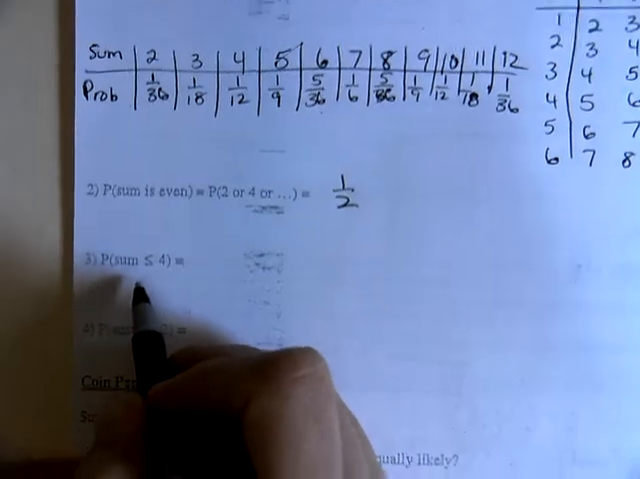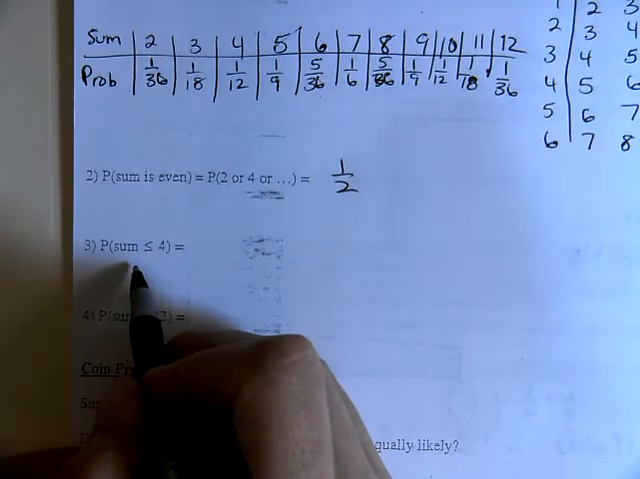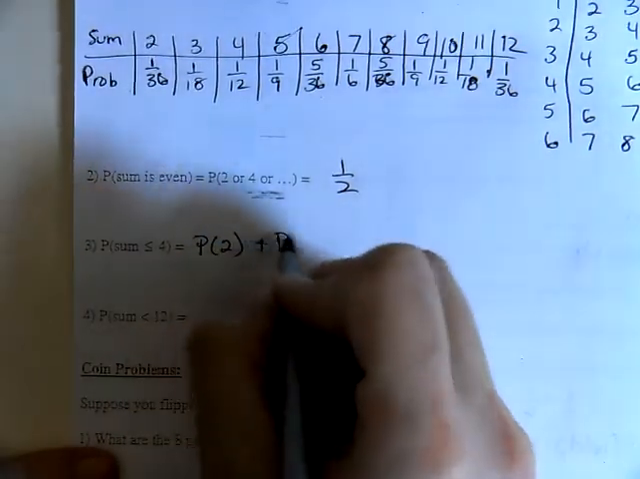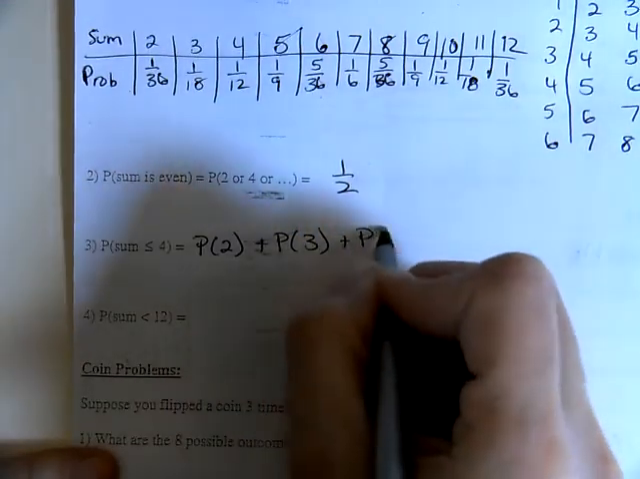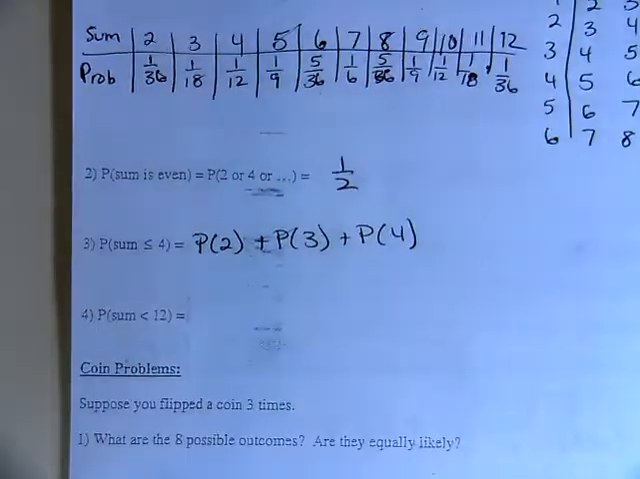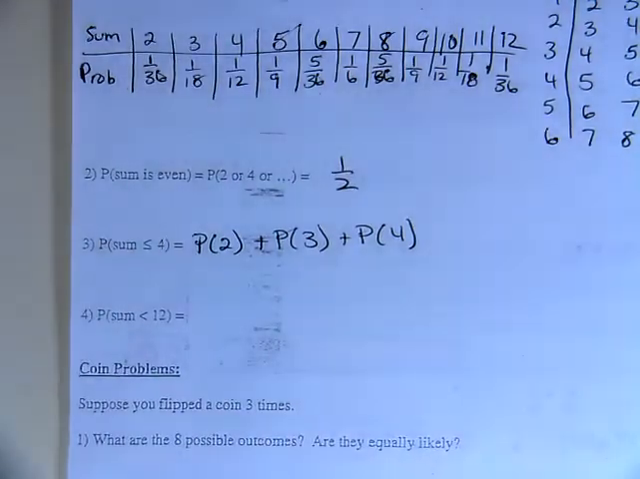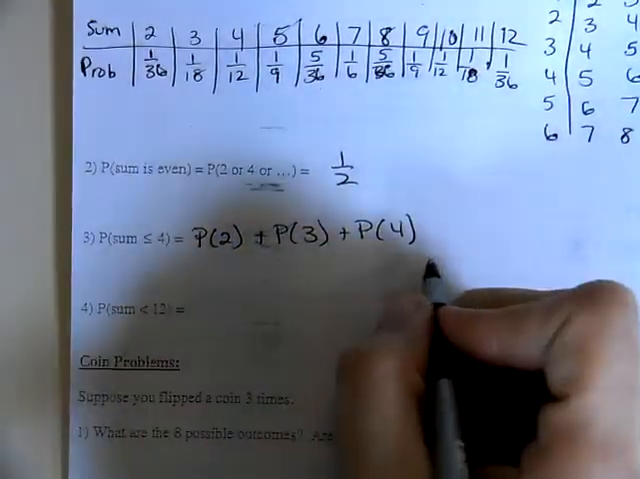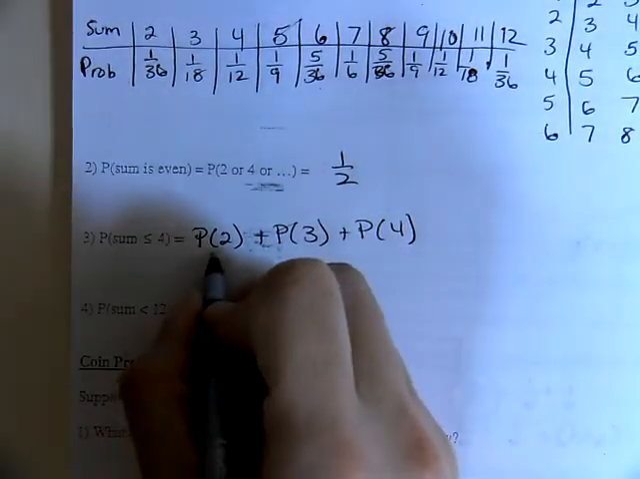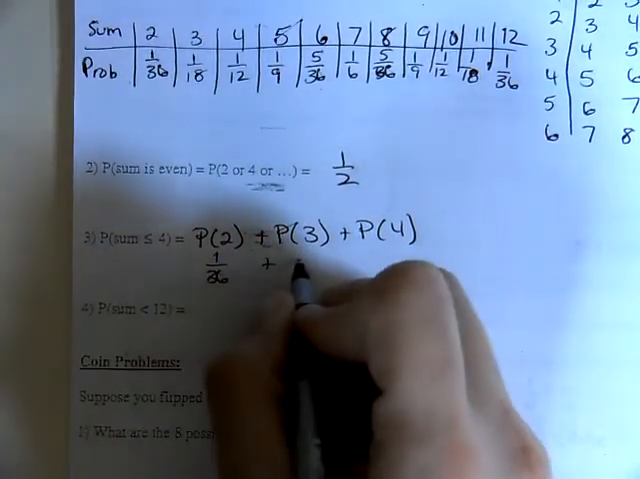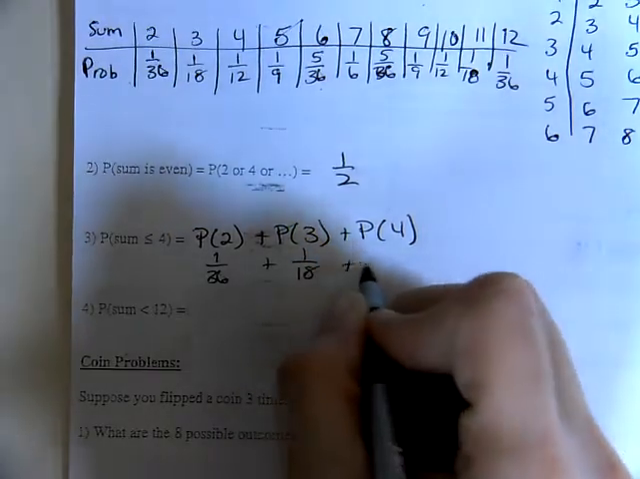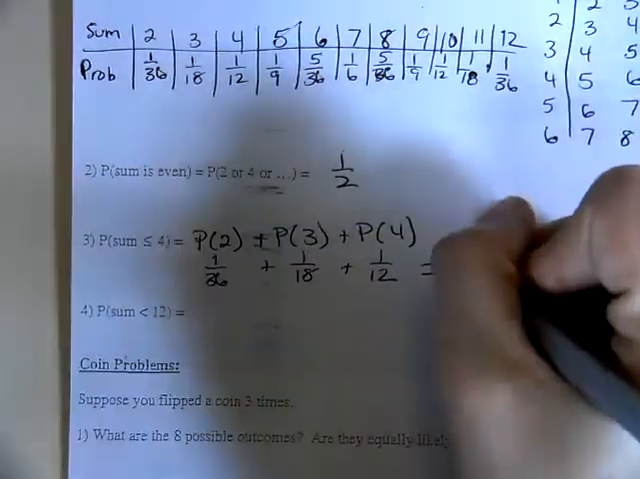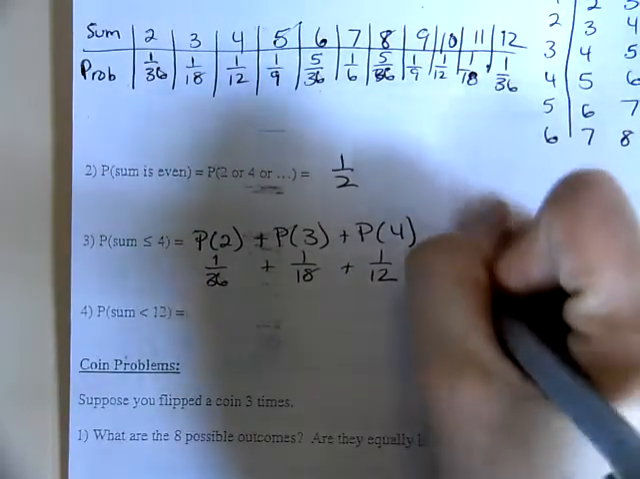A sum greater than 4, or sorry, less than or equal to 4. So I can have a 2, a 3, or a 4. Now you don't necessarily have to write all this down every time. I'm just doing this because it's notes. It is helpful kind of in your head. So 2 was 1/36, 3 was 1/18, and 4 was 1/12. And you should get 1/6.